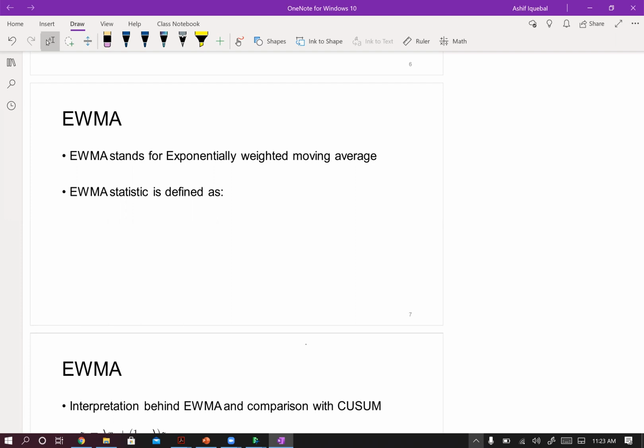Let's start by writing down the EWMA statistic. The EWMA statistic is defined as zi, and it is equal to lambda times xi, where xi is your current measurement, plus 1 minus lambda times z(i-1).